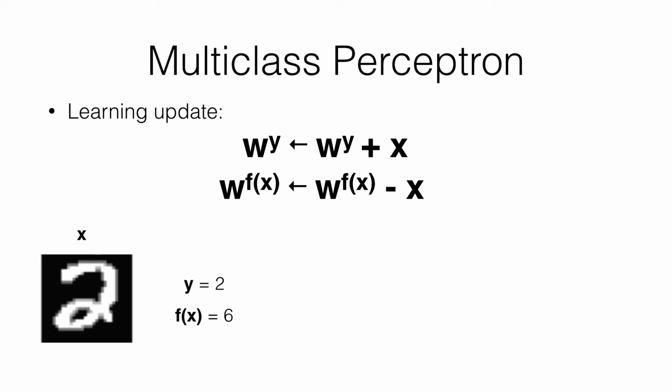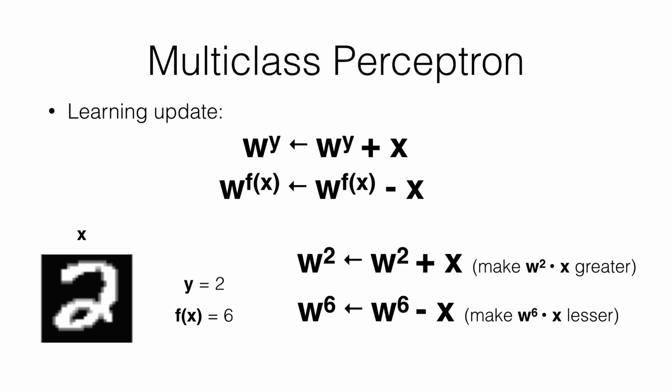So the first is we're going to update for the ground truth, the true label 2. So w2, and that's an index 2, not a squared. It's not an exponent. So w2 becomes w2 plus x, which makes w2 times x greater. And then w6 becomes w6 minus x, which makes w6 times x lesser.